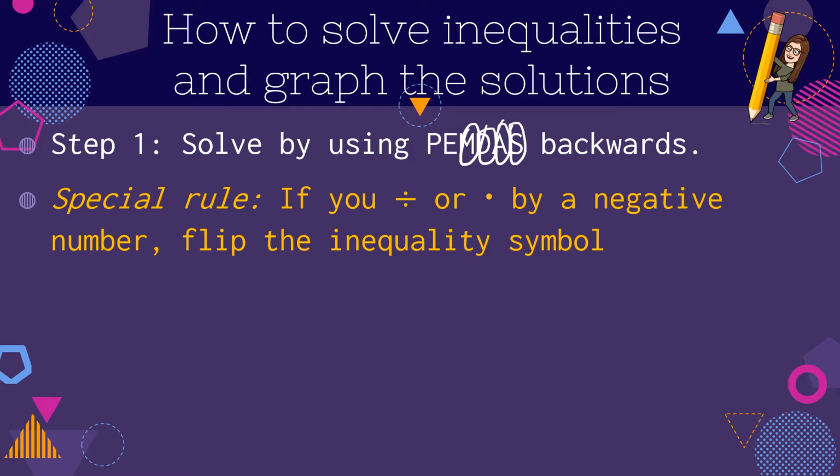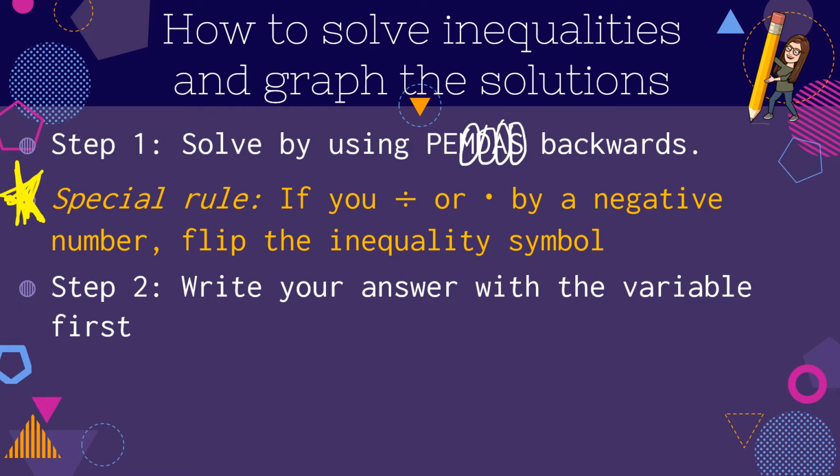Here's the special rule. So please put a star by this or use a color or make it bold. But the special rule says if you multiply or divide by a negative, you have to flip the inequality symbol. Now, I could get into all the logistics of why this is, but for right now, I think we should just worry on remembering the basic rule. If you divide or multiply by a negative, you flip the sign.